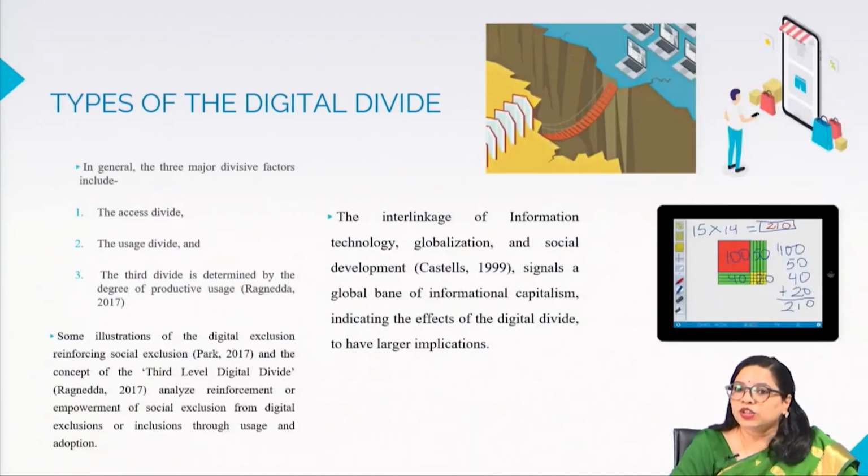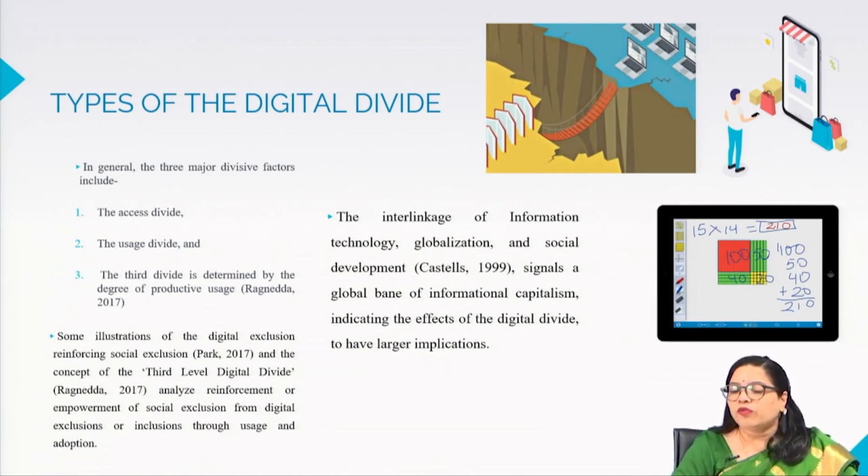In general, the three major decisive factors according to Ragnedda include the access divide, the usage divide, and the third divide, which is determined by the degree of productive usage. According to Park, some illustrations of digital exclusion reinforce social exclusion, and the concept of the third level digital divide as given by Ragnedda analyzes the reinforcement or empowerment of such social exclusion from digital exclusion or inclusion through the usage and adoption of digital platforms.